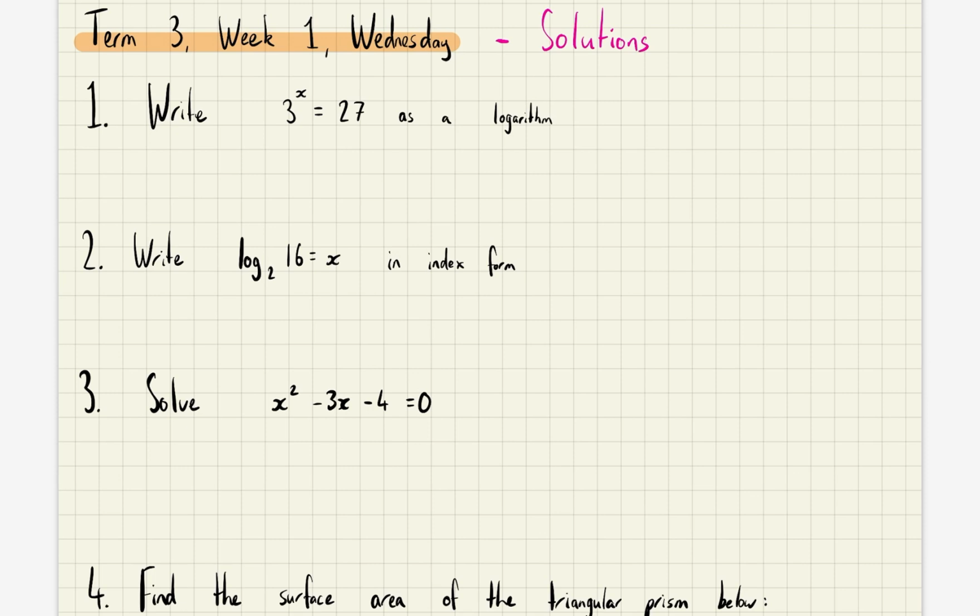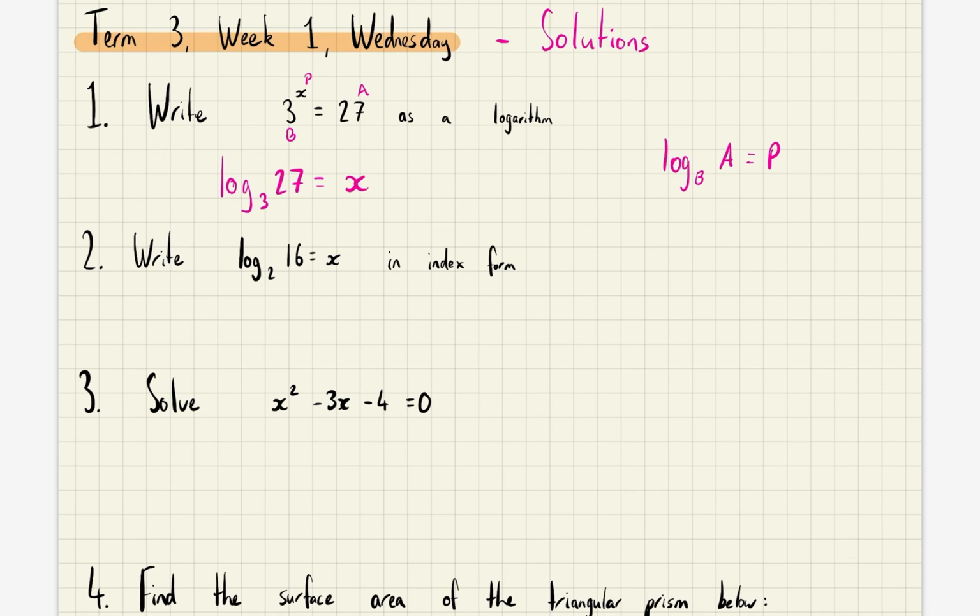The first, write 3 to the power of x equals 27 as a logarithm. So we're going to use the BAP method for this. The first thing I'm going to do is recognize that 3 is the base, x is the power, and 27 is the answer for this equation. Now I'm going to rewrite it as a log, because that's what it's asking me to do, where the base is 3, and remember we're doing it in BAP form, so it should look like this. BAP. So my A is 27, and my power is x.